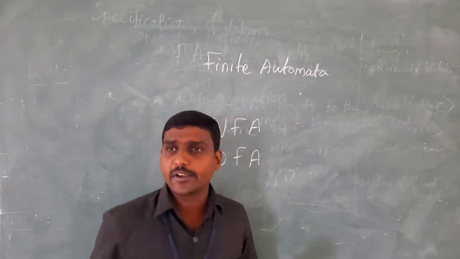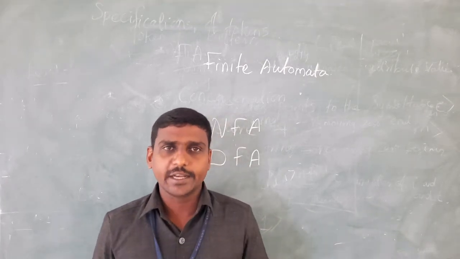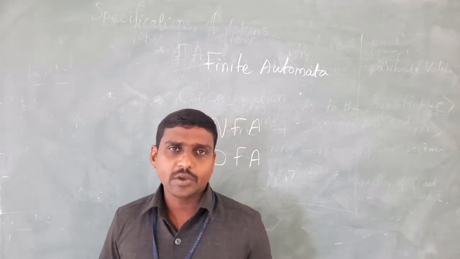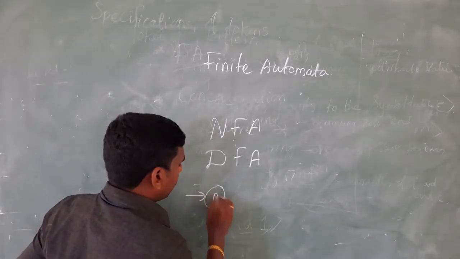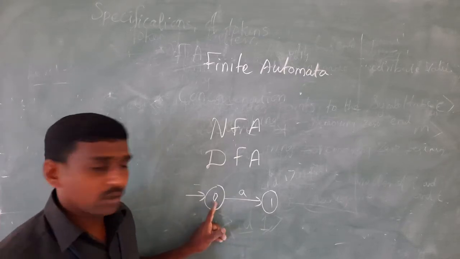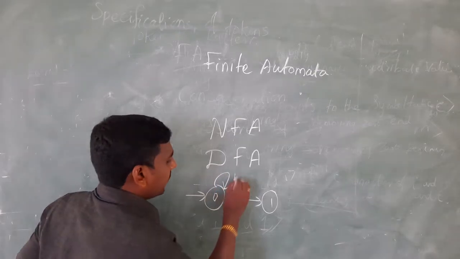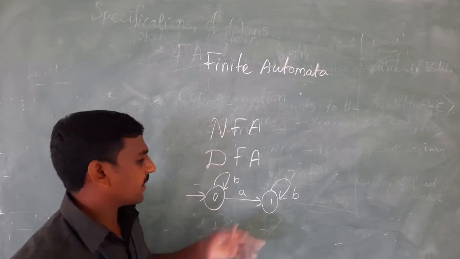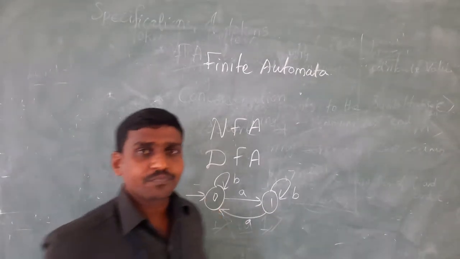In a deterministic finite automata, the control moves from one state to another based on external input. Deterministic means we can determine where the control is. For example, if there are states 0 and 1, and state 0 reads A, I can determine it goes to 1. State 0 reading B, I can determine it stays at 0. State 1 reading B, I can determine it stays at 1. State 1 reading A, I can determine it goes to 0, right.